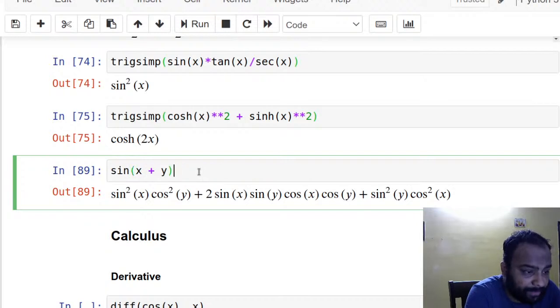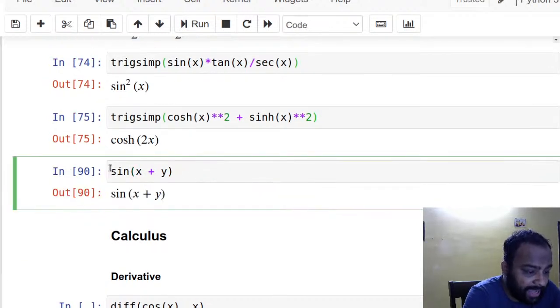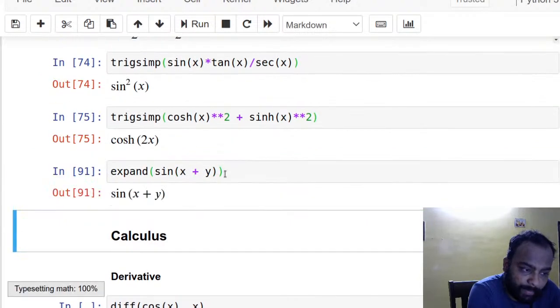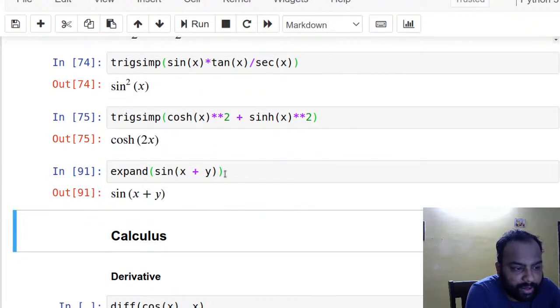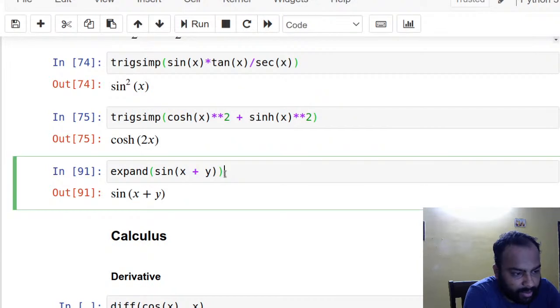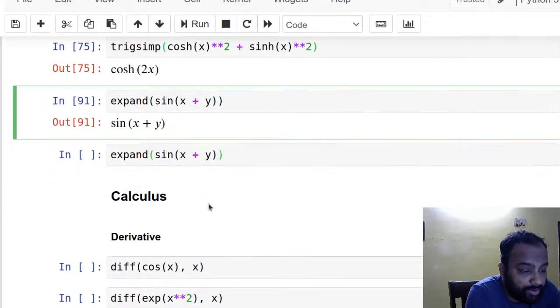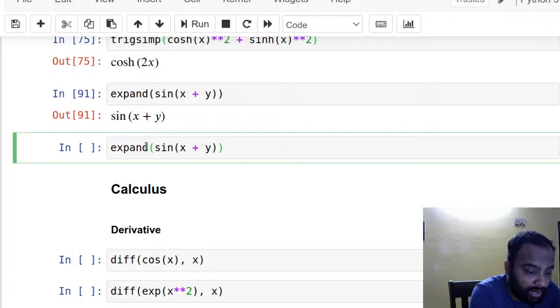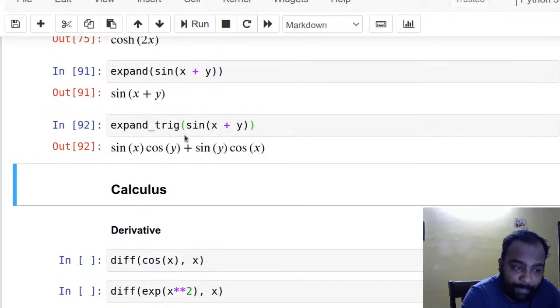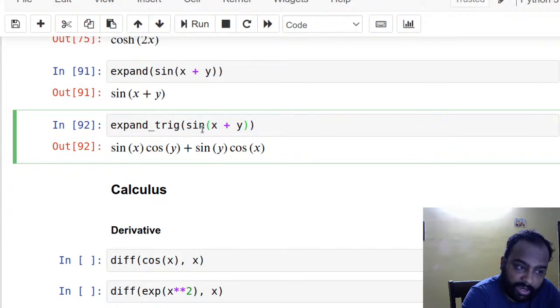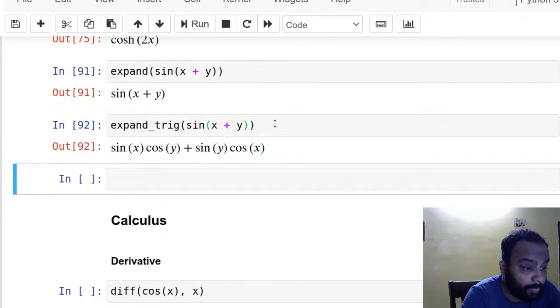If I just have sine x plus y and I ask Python to expand this, Python wouldn't know how to expand it, unfortunately, because it is no longer going to be an algebraic expansion, right? But if I say expand underscore trig, then it's going to expand it trigonometrically. Got it? Just to show you, it did the trigonometric expansion.